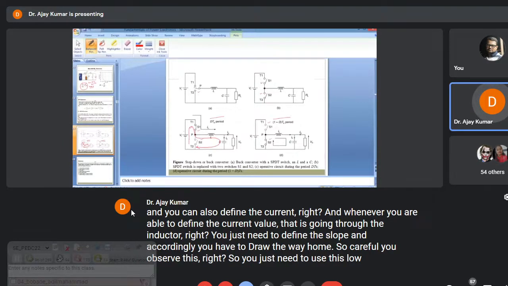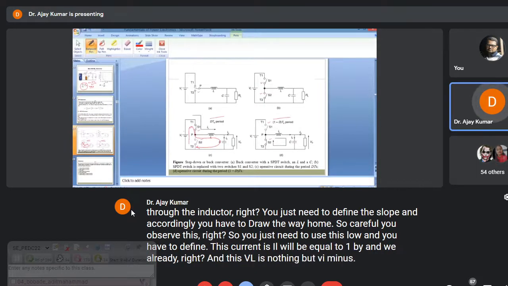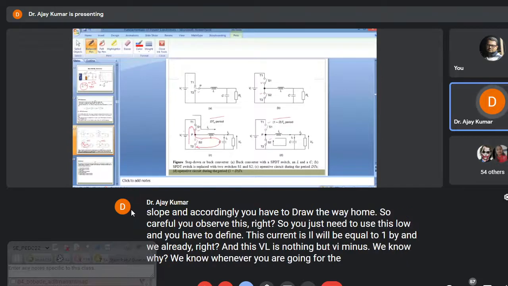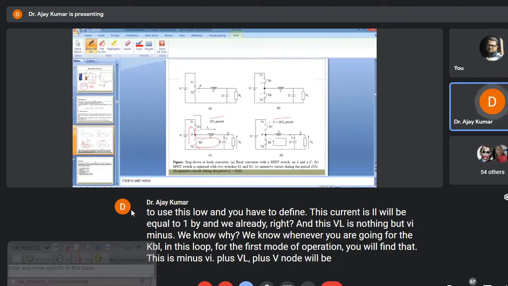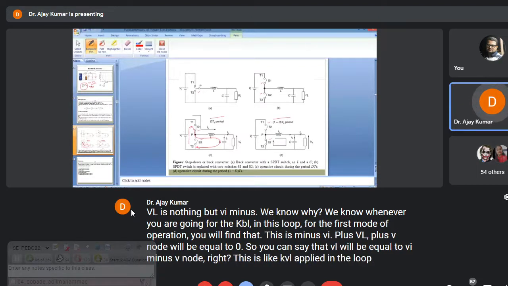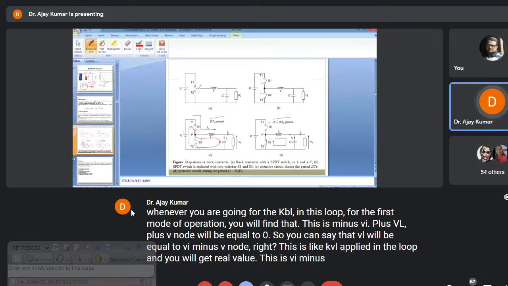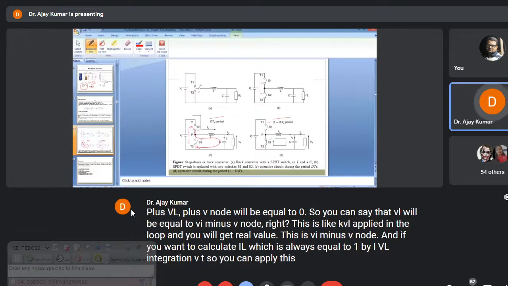You just need to use this law and define the current IL. IL is equal to 1 by L integral of VL dt, and VL is nothing but VI minus V naught. Why VI minus V naught? Whenever you go for KVL in this loop, for the first mode of operation, you will find minus VI plus VL plus V naught equal to 0. So VL will be equal to VI minus V naught. This is KVL applied in the loop. If you want to calculate IL, which is always 1 by L integral of VL dt, you can apply this and you will find the slope for this IL.